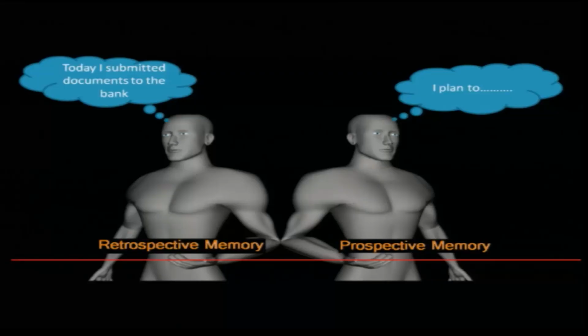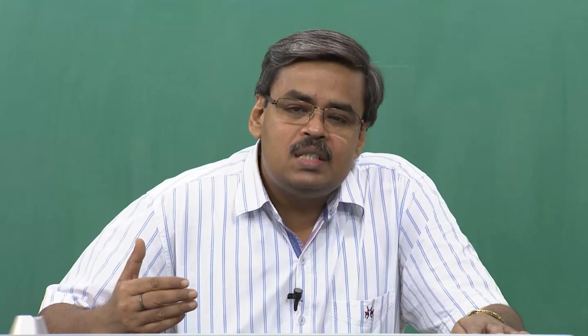So, this image represents what the retrospective and prospective sides of memory would be. Retrospective memory: if today I submitted documents to the bank, you have already performed the task and you remember. Prospective memory would be: I plan to do something, and halfway while trying to execute it, you forget it. That is the loss of prospective memory. It is mostly seen in elderly people.